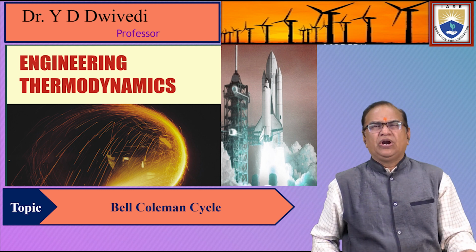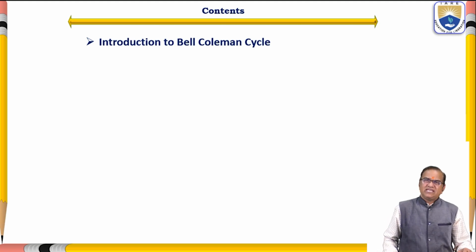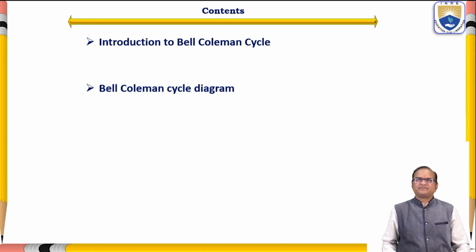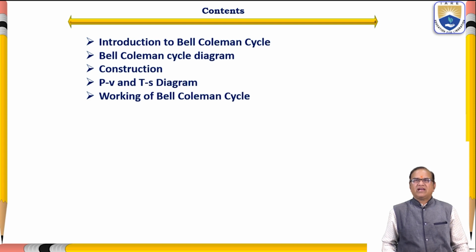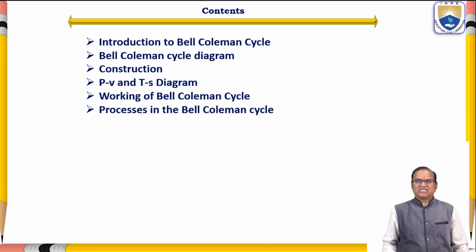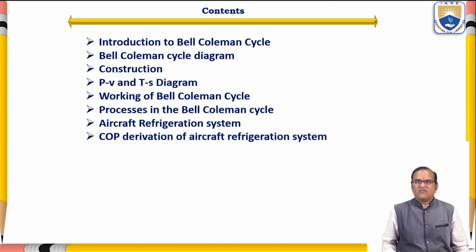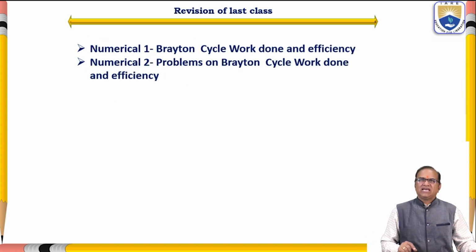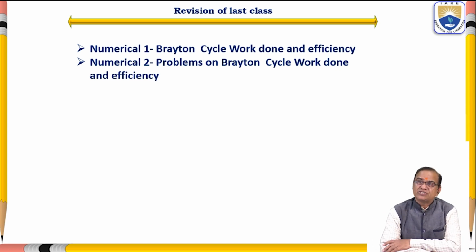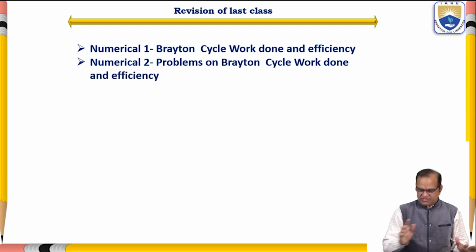So I am going to discuss today the Bell Coleman cycle. In this we have the introduction to the Bell Coleman cycle, the Bell Coleman cycle diagram, construction of the PV and the TS diagram, working of the Bell Coleman cycle, processes in the Bell Coleman cycle, aircraft refrigeration system, and COP derivation of the aircraft refrigeration system. These are the topics I am going to cover in today's lecture. In the previous lecture we did the Brayton cycle numericals. 2 numericals, numerical 1 and numerical 2, were solved just previous to this lecture.